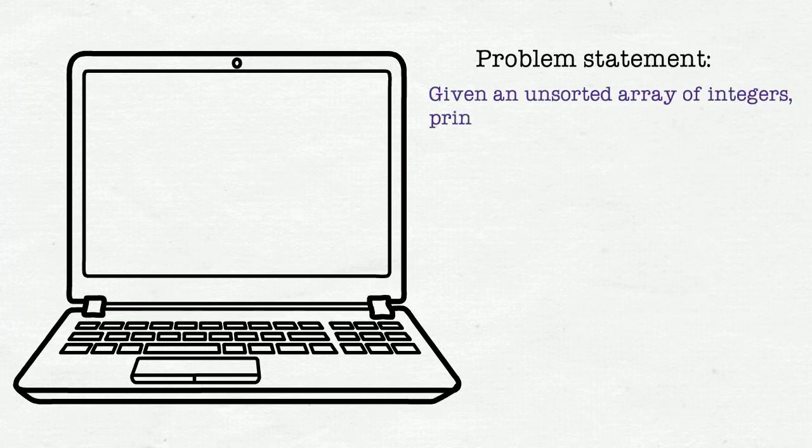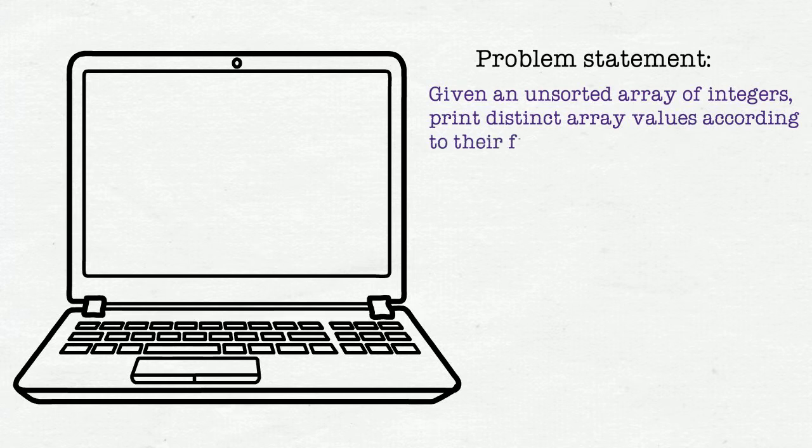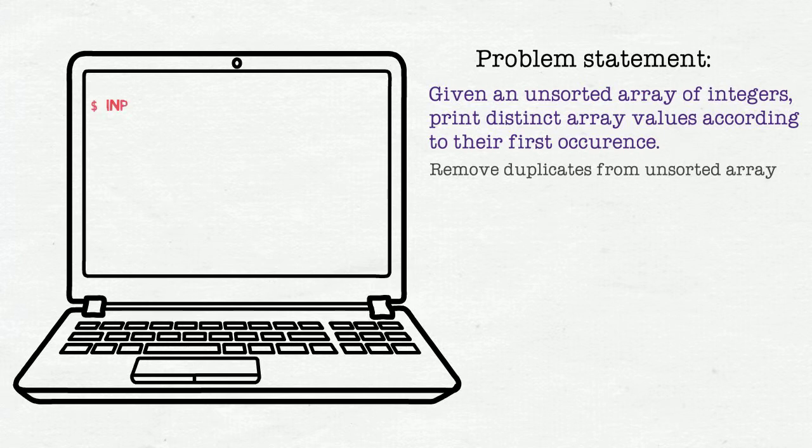Hi friends, in this video I am going to solve a simple array problem. So the problem statement is we are given an unsorted array of integers and we have to print distinct array elements while maintaining the order of the elements of the original array. Basically we have to remove duplicate values from the array.